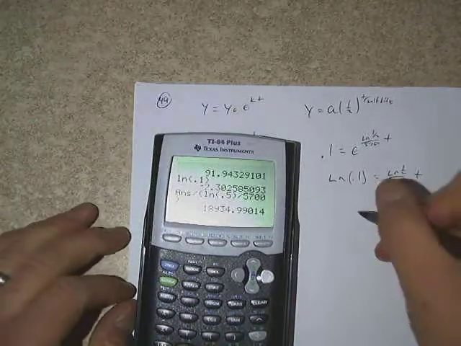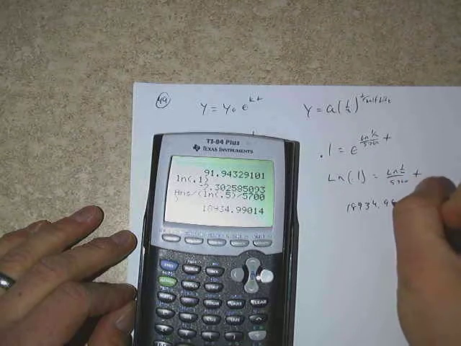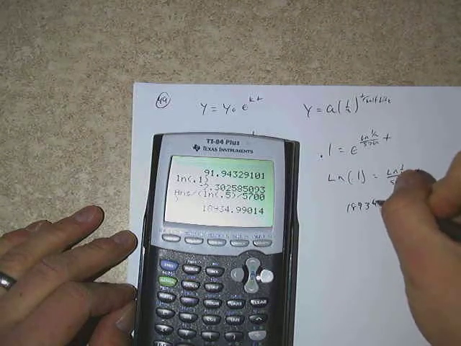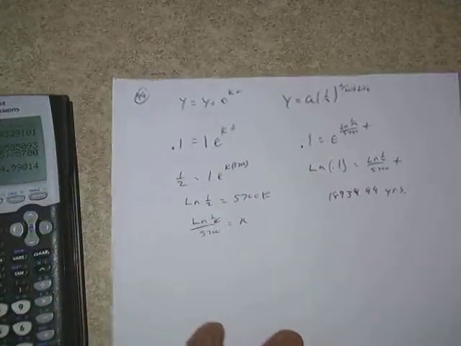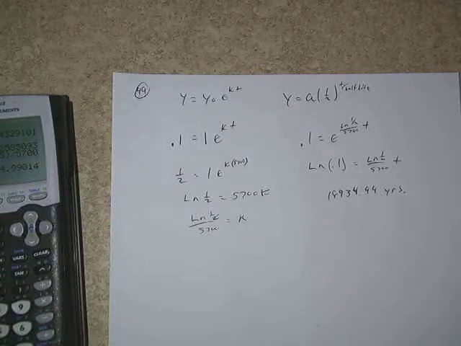So ultimately the answer is going to be ln of 0.1 over here, ln of a half over 5,700 t. And if we divide, let's see, ln 0.5 divided by 5,700, and we get 18,934.99, and that's in years. Hopefully from a common sense standpoint, that makes sense, because it goes from 1 unit to a half a unit in 5,700 years.